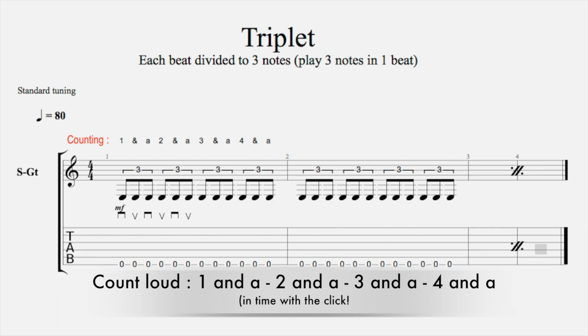Triplet means each beat is divided into 3 equally with no gaps in between. As we have 4 beats in the bar, we play 12 notes in the whole bar. So that means we play 3 notes in each beat, like this. 1 and a 2 and a 3 and a 4 and a.